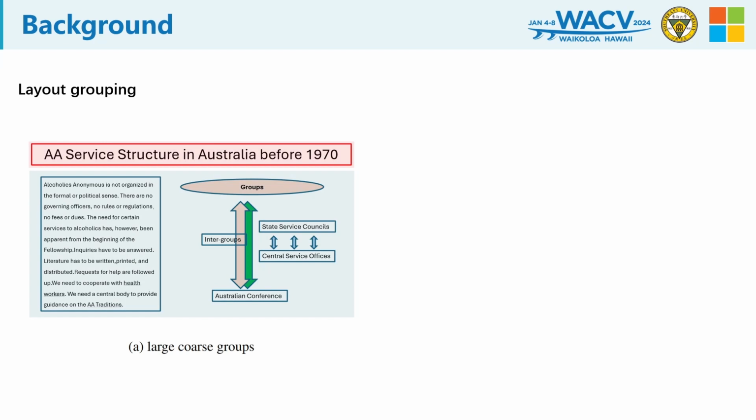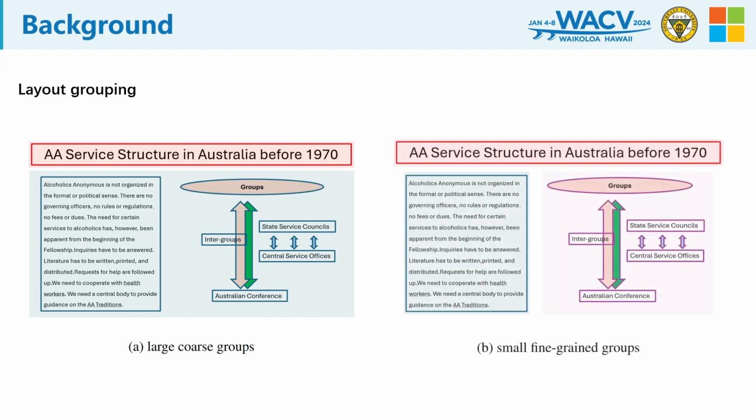For example, elements in the slide can be grouped at two different levels. A. The text box along with the diagram can be assigned into one large group. Or B. Besides the title box, the text box on the left and the complicated diagrams composed of many elements can be assigned into two separate groups.